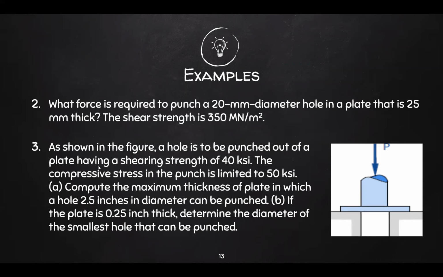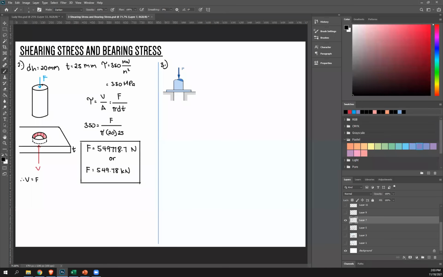Shearing strength in plate is 40 ksi. Strength. Now don't get confused. Strength and stress are the same in terms of solving. Strength just means it's the maximum stress your object can handle. So let's just write it as stress. So shear stress equals 40 ksi. And then we also had your bearing stress, compressive stress rather, 50 ksi. So that's it for the given.